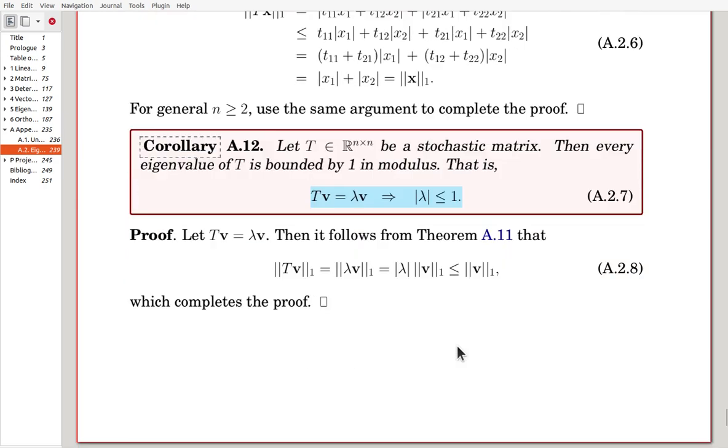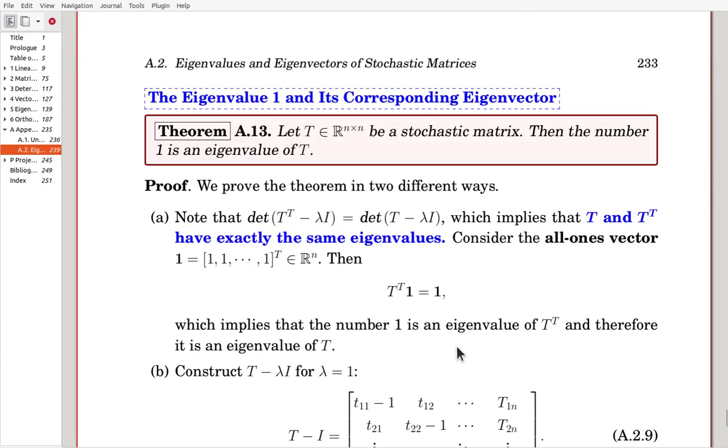Now we focus on this inequality, then we can reach that claim. Okay. So far, we found that every eigenvalue of a stochastic matrix is bounded by 1 in modulus. Now, here we'll see the number 1 is an eigenvalue of any stochastic matrix, and we'll try to see its corresponding eigenvector. Here we have a theorem.